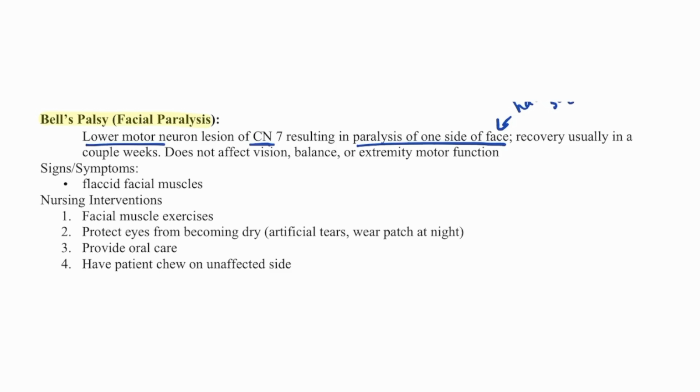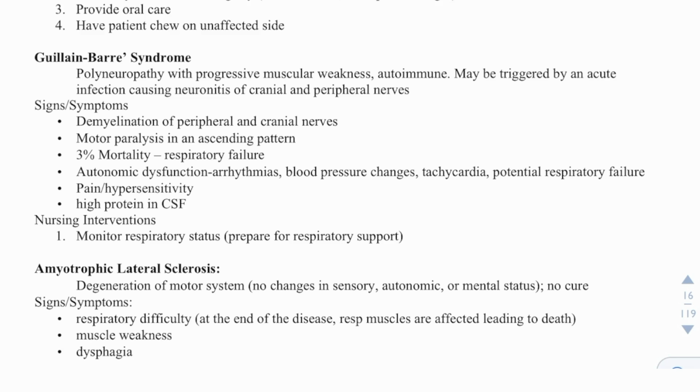Signs and symptoms: flaccid facial muscle. Nursing interventions include facial muscle exercises and protecting the eyes from becoming dry. So we might have to have some artificial tears or wear a patch, provide oral care, and have patients chew on the unaffected side. Then we're going to talk about Guillain-Barré syndrome.